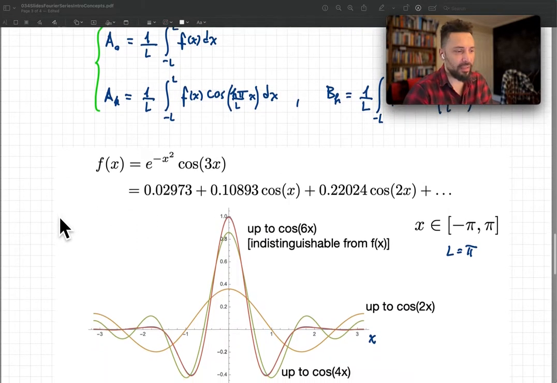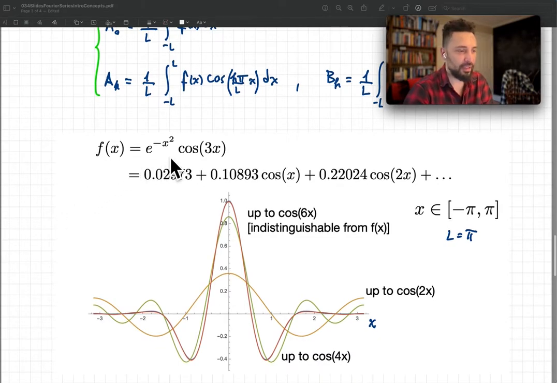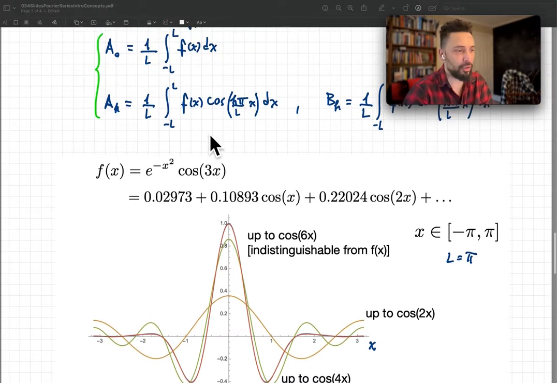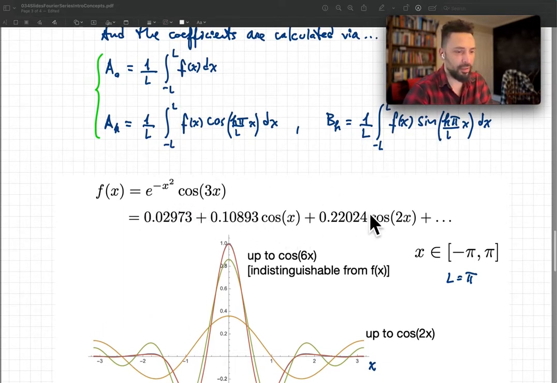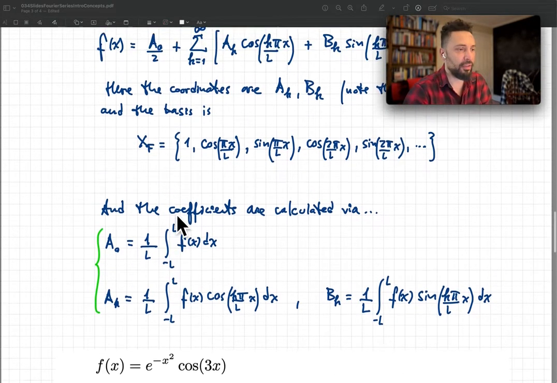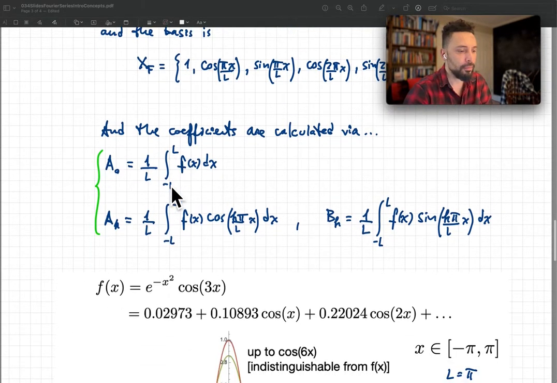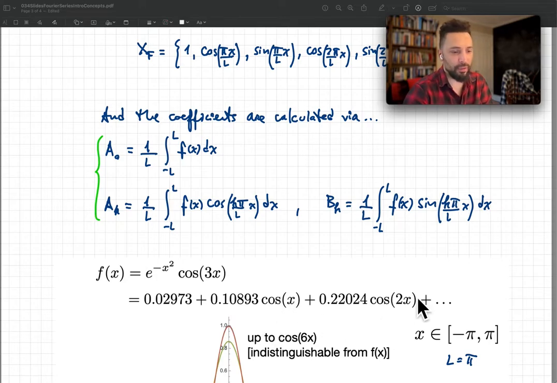So as an example, let's take another function that is a little bit like the Gaussian that we analyzed before, but now is e to the minus x squared cosine of 3x. So we add some oscillations to this. And we obtain this. If we calculate these coefficients, we obtain some constant, which is of course our a0 over 2. We obtain cosine x, cosine 2x, and so on.